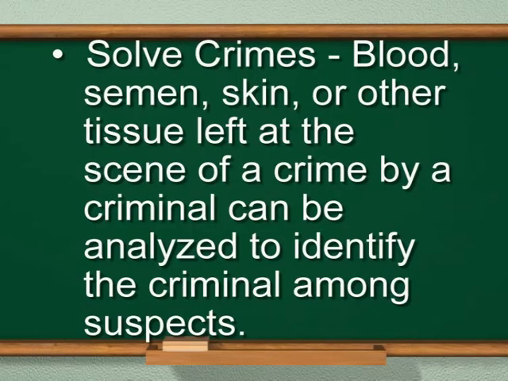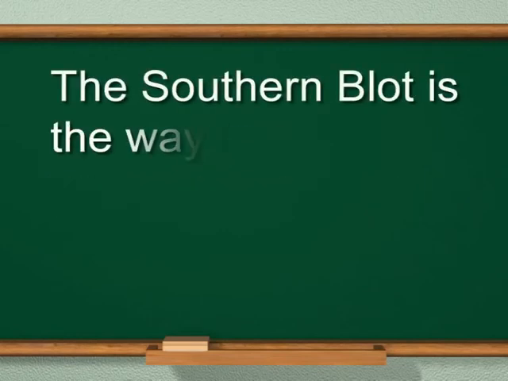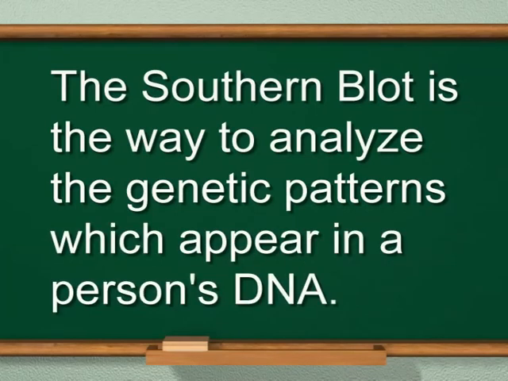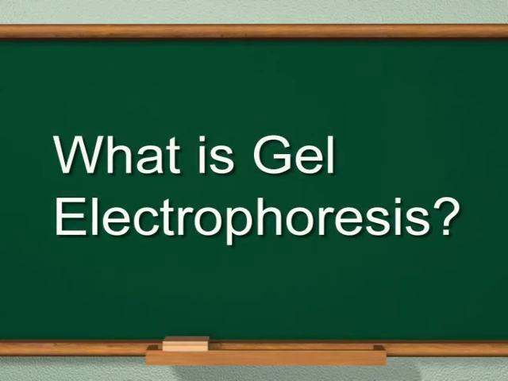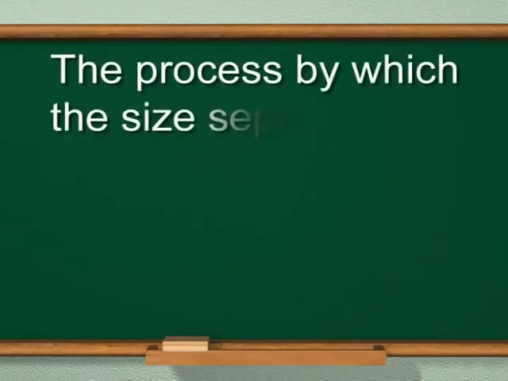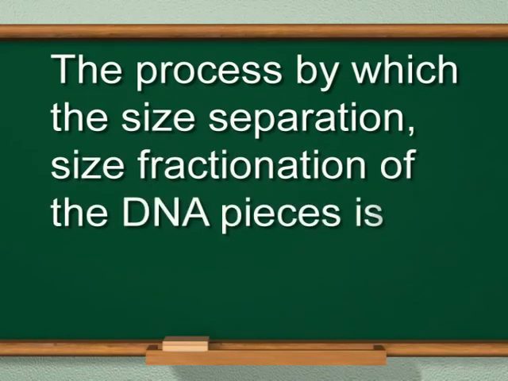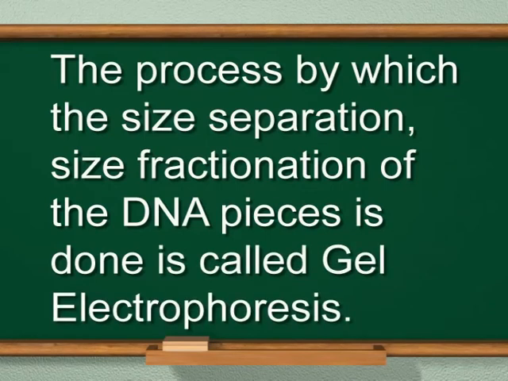Here comes the next question. What is Southern blot? The answer is, the Southern blot is the way to analyze the genetic patterns which appear in a person's DNA. Next question. What is gel electrophoresis? Answer. The process by which the size separation, size fractionation of the DNA pieces is done is called gel electrophoresis.